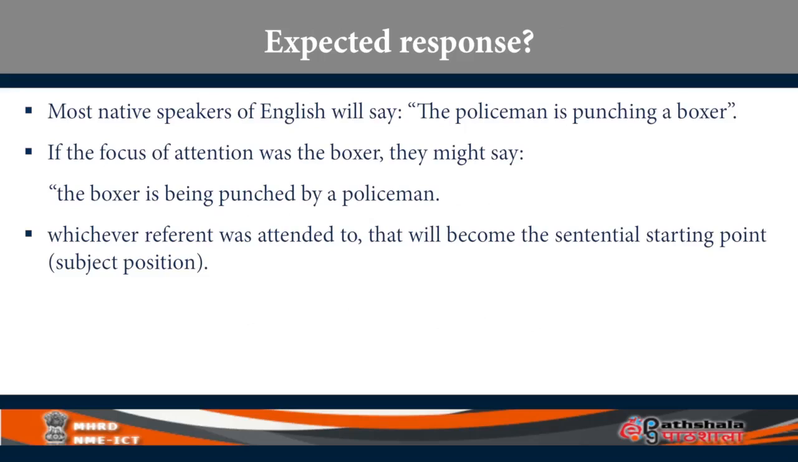But if I draw one red arrow to the boxer, I draw their visual attention to the boxer, they might start the sentence in a different way. They will not say the policeman. They might say the boxer is being punched, whatever. Whatever they utter, if you draw their attention to one referent, they will speak from that referent. Right? The boxer is being punched by the policeman. Whichever referent was attended to, that will become sentence initial. They have shown that at least with the English language.